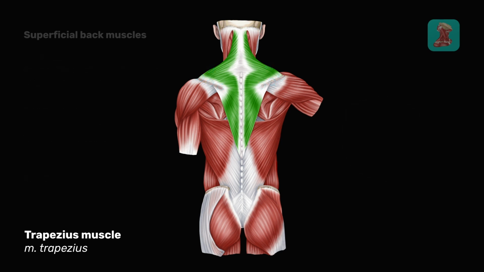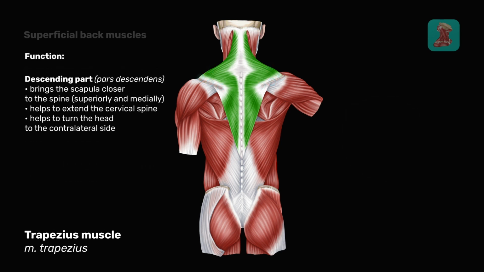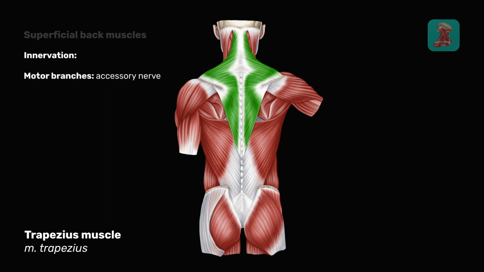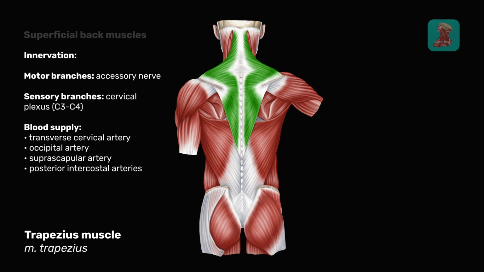Function. The descending part brings the scapula closer to the spine, superiorly and medially, helps to extend the cervical spine, helps to turn the head to the contralateral side. The transverse part pulls the scapula medially. The ascending part pulls the scapula inferiorly and medially. The following structures innervate the muscle and supply it with blood.